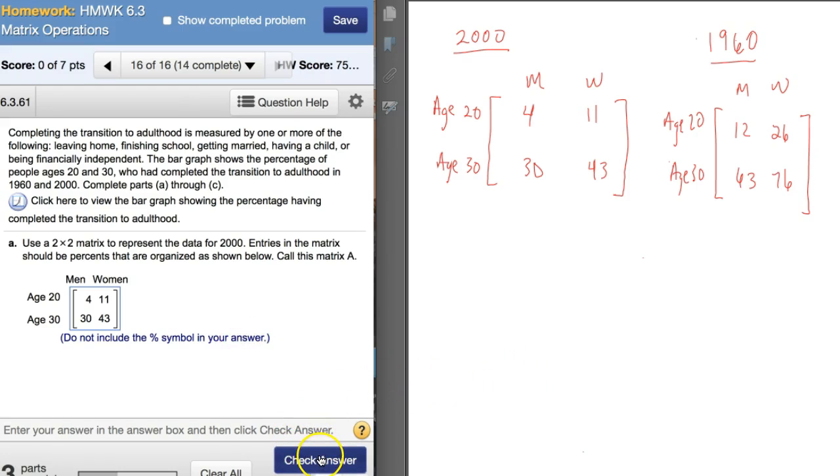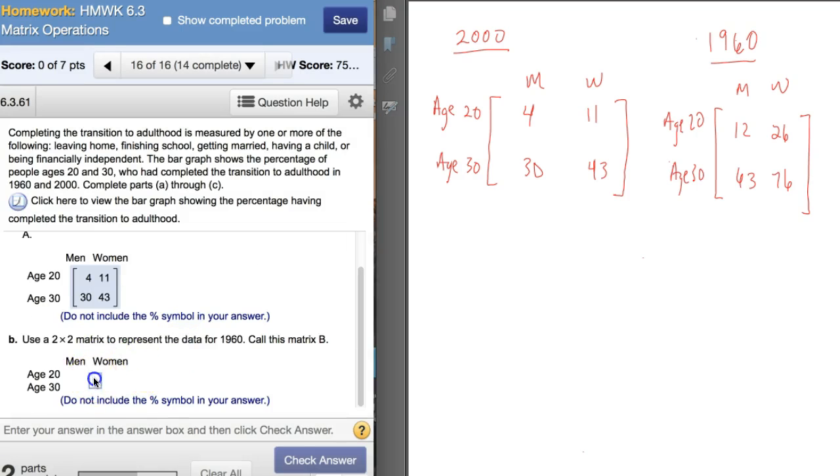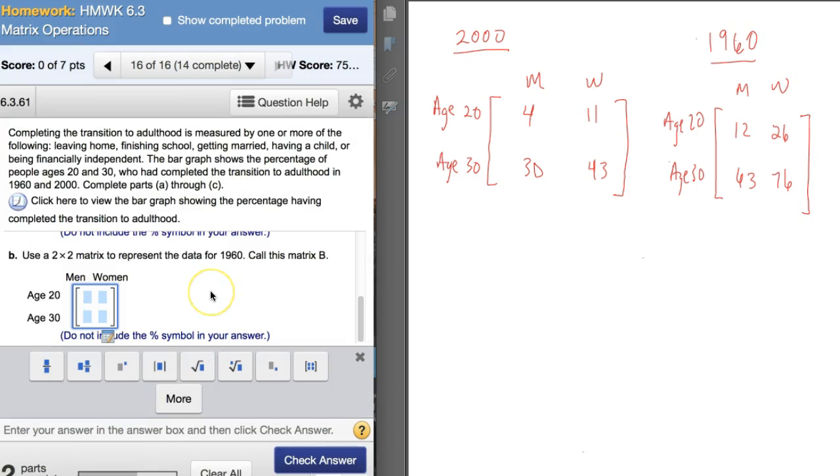And we'll check the answer. All right, so now what we'll do is go ahead and put in the next square matrix, and for this one this will be 1960. So we'll put in that corresponding information.